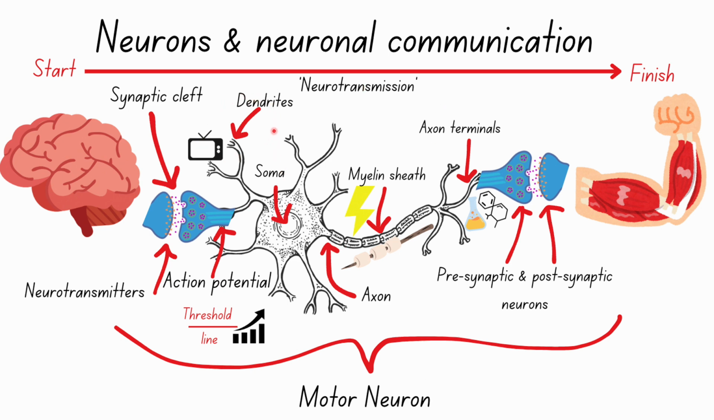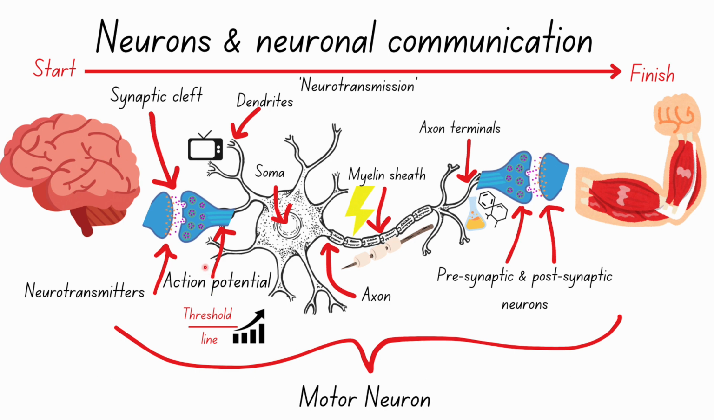Dendrites receive signals from other neurons, and I've put a TV there to remind me that, like TV antennas, dendrites pick up the messages to send to the soma. The soma processes the signal and decides whether to send it to the axon or not. This is decided through something called an action potential.